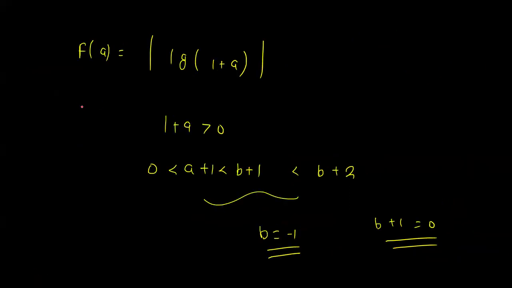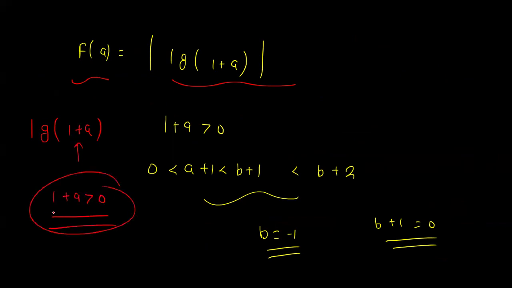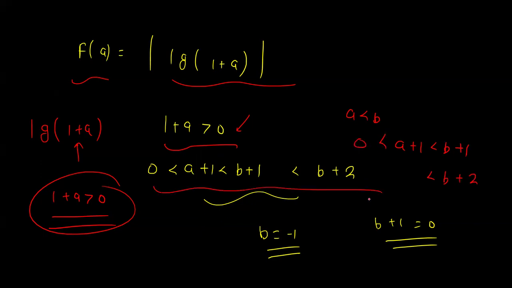So now we have f of a is equal to this. We know that the argument inside the log must be greater than 0. So we put this greater than 0, and now we know that a is less than b. So a plus 1 is less than b plus 1 and it is less than b plus 2, and a plus 1 must be greater than 0. So we have this condition.